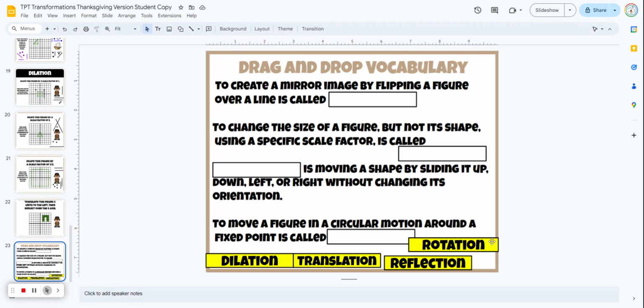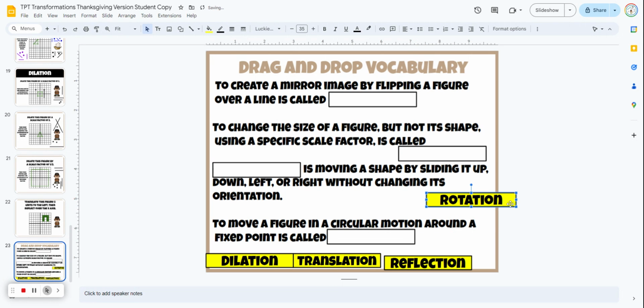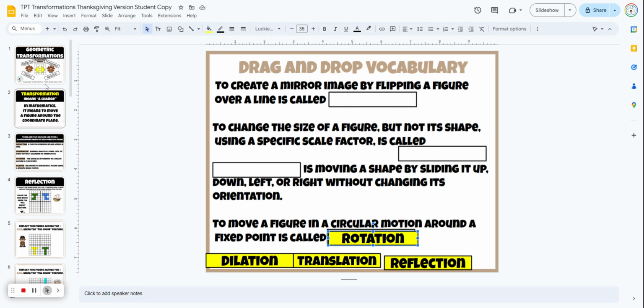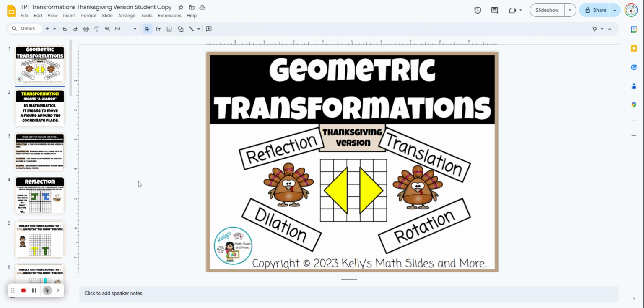The final slide has drag and drop vocabulary. So students are just going to click and hold on the edge of each of these terms and move them into the correct place. So this one would be rotation, and then they can place the other 3 in the correct place. It's a good review for what they've just learned. So this is Geometric Transformations, the Thanksgiving version.